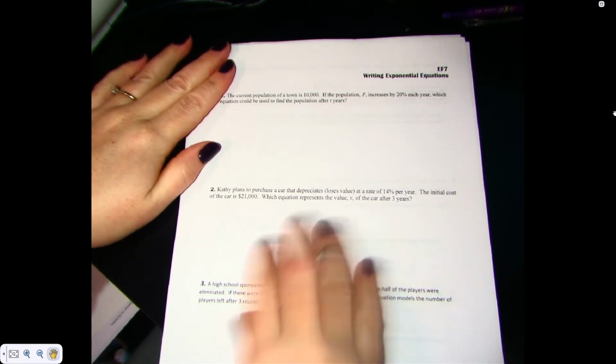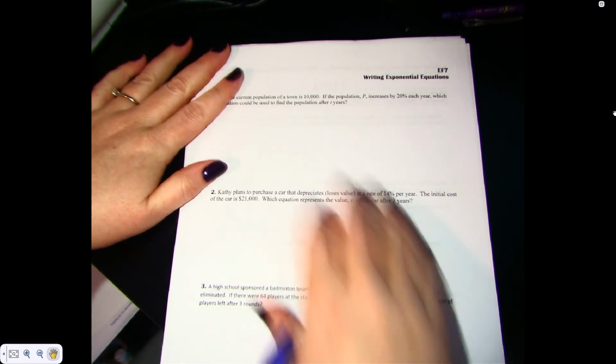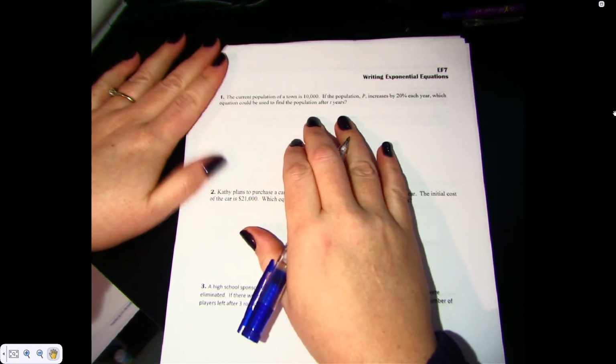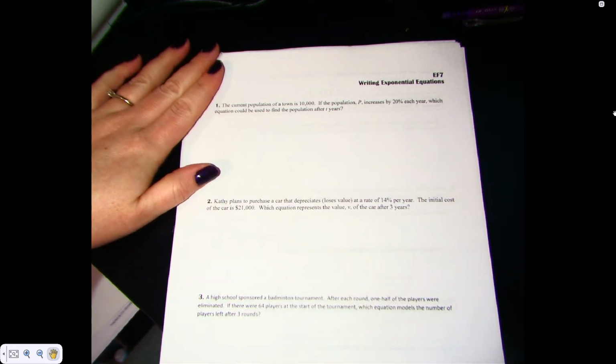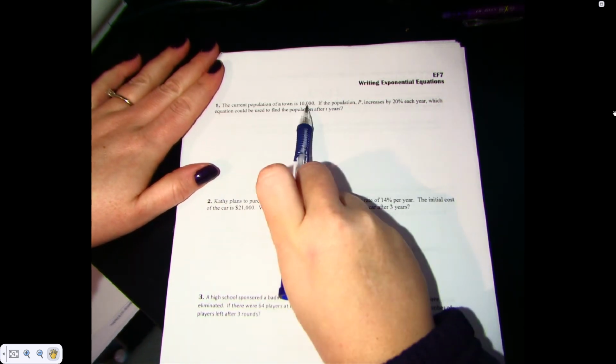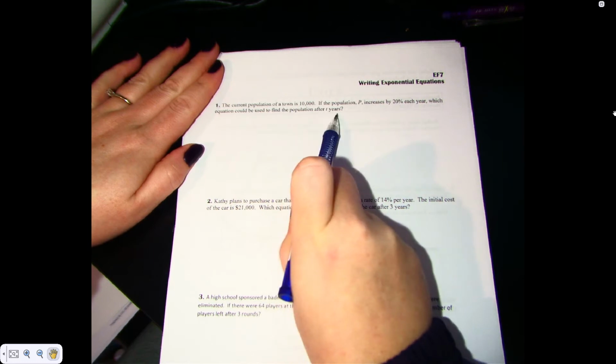This is basically the cultivating thing. This is how we're putting it all together. This is what you're going to see normally, so you're going to see word problems with this. Let's start. The current population of a town is 10,000. If the population increases 20% each year, which equation could be used to find the population after T years?